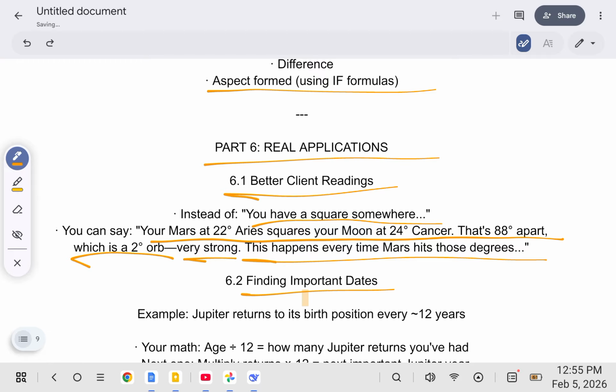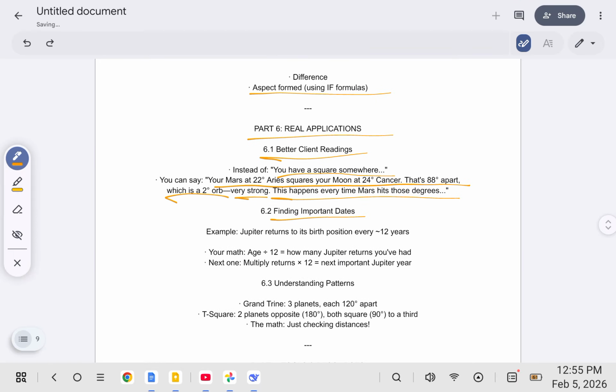And then finding important dates. For example, Jupiter returns to its birth position every 12 years. So here's the math. We use your current age divided by 12, and that equals how many Jupiter returns you've already had. And then for the next one, we take the returns multiplied by 12, and that equals the next important Jupiter year. We have to do understanding patterns.